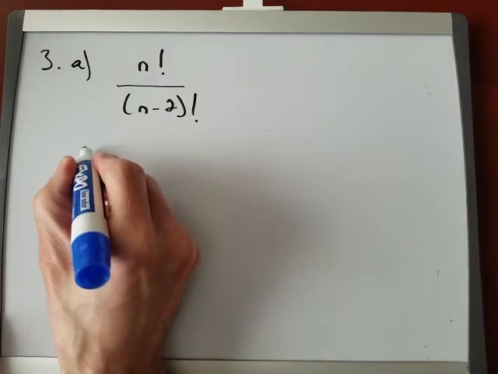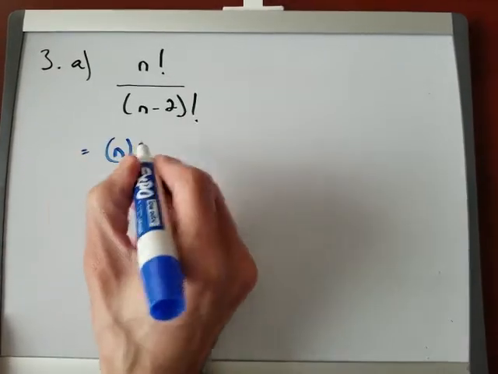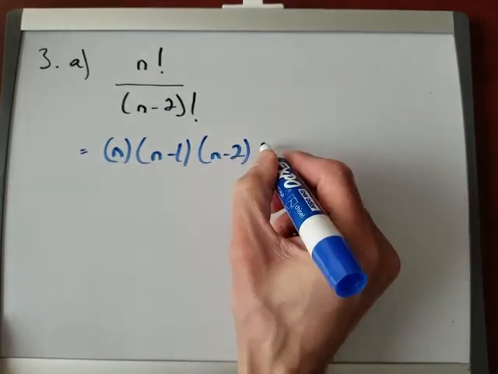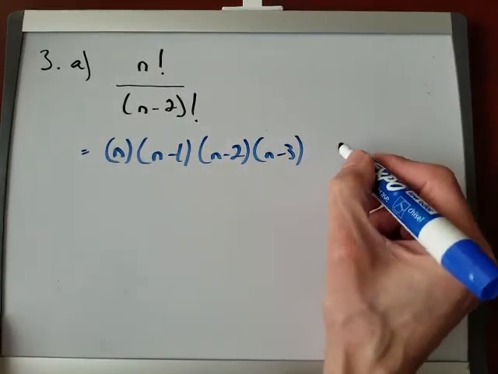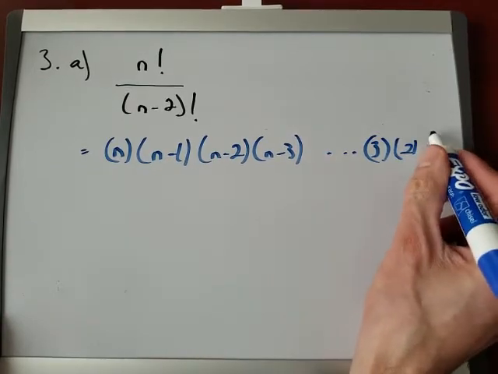We're going to actually just write it out in its full, in its entirety. If you're going to write out n factorial, that means n times n minus 1 times n minus 2. You could keep going. You could go n minus 3, n minus 4, and it always goes down to 3, 2, and 1.